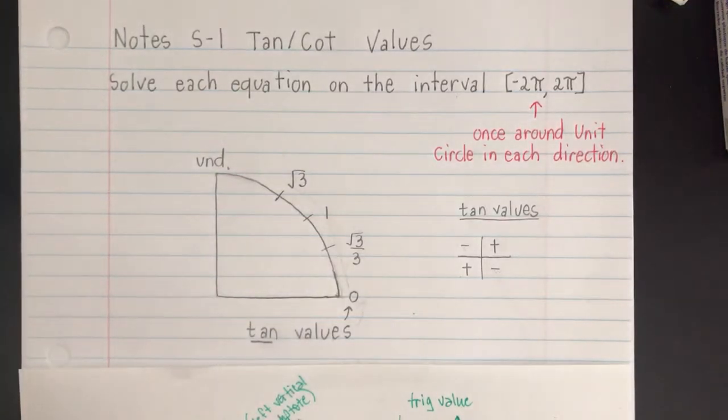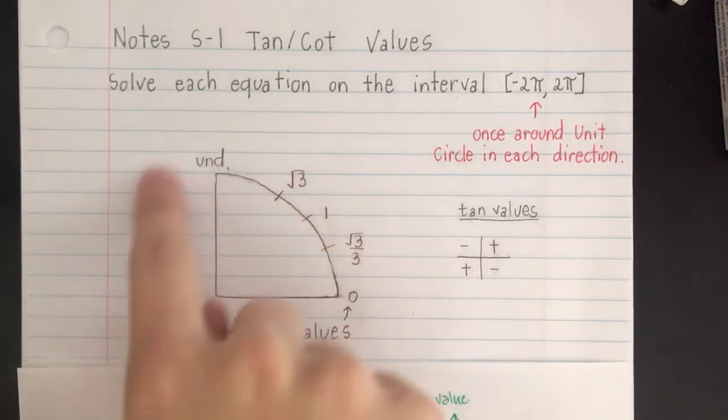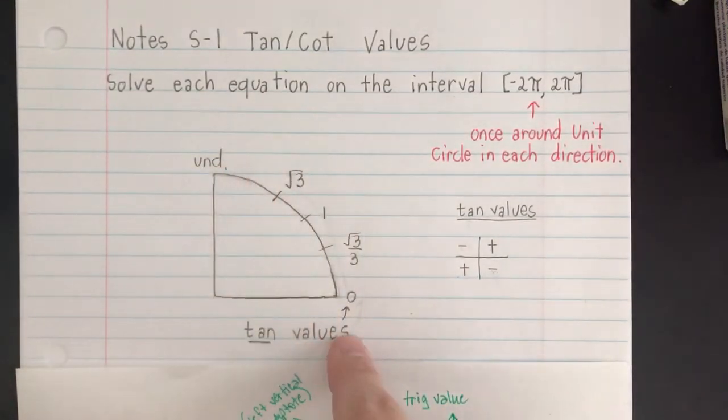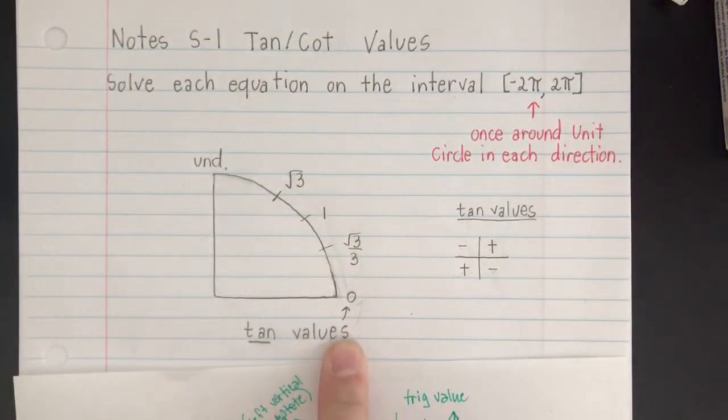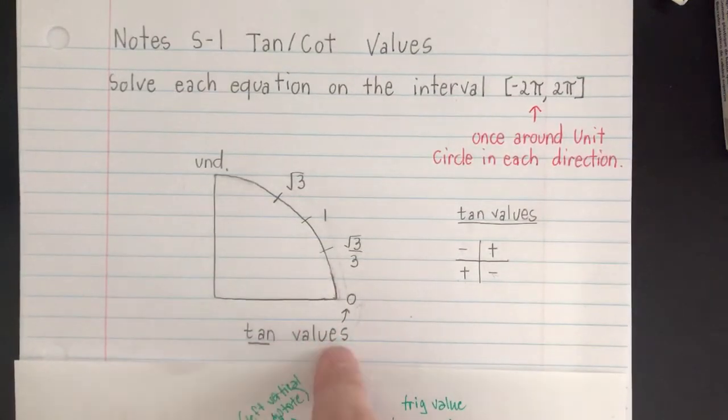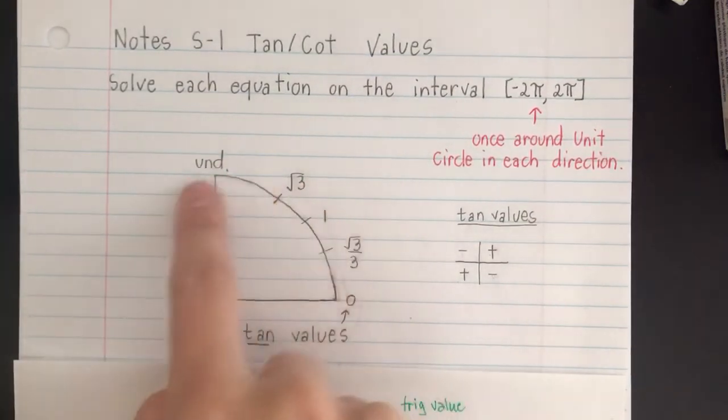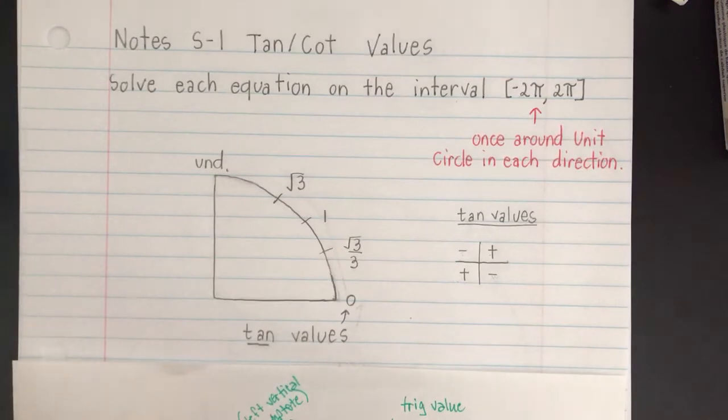Today we're looking at notes S-1, tangent and cotangent values. So you should already have this in your notes from notes O-2. Okay, so you already know the tangent values along the unit circle. You've written them down, but we're just refreshing today.